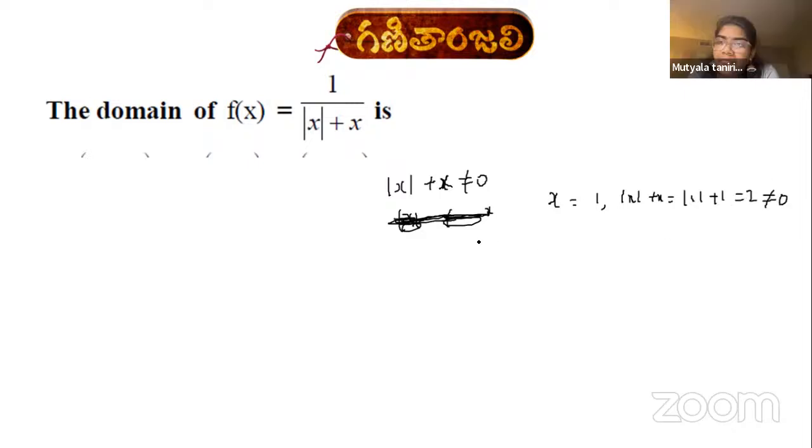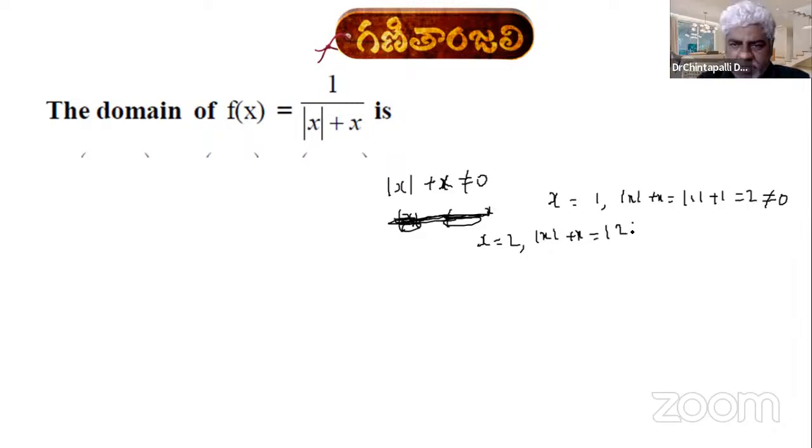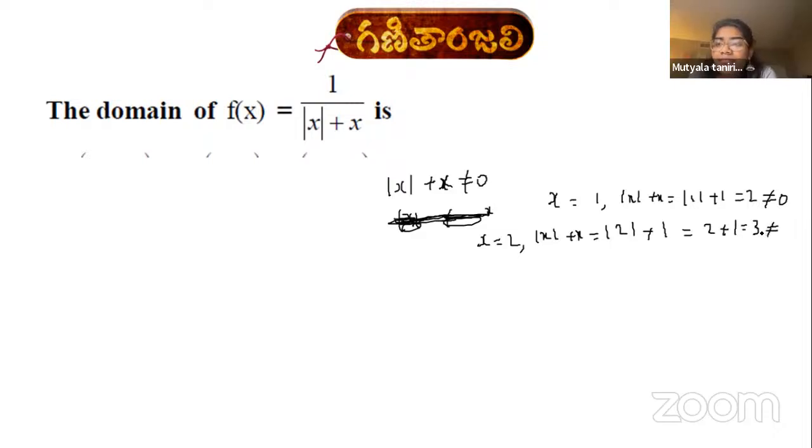Accepted? Yes. For x is equal to 2, sir. Mod 2 plus 2, 4, which is not equal to 0. For x equal to 1, 1 plus 1 is 2, so 3 for the other case. Sorry, 2 plus 2, 4, which is not equal to 0.